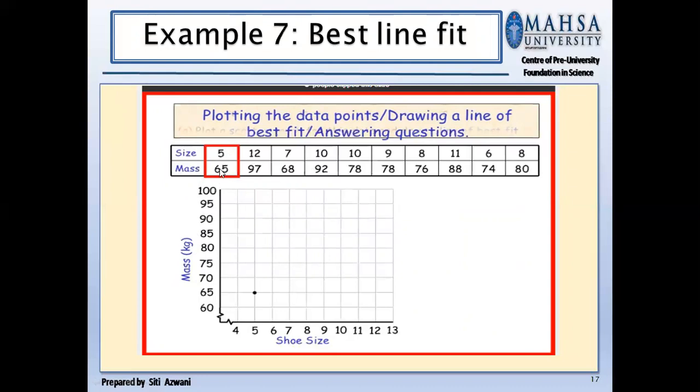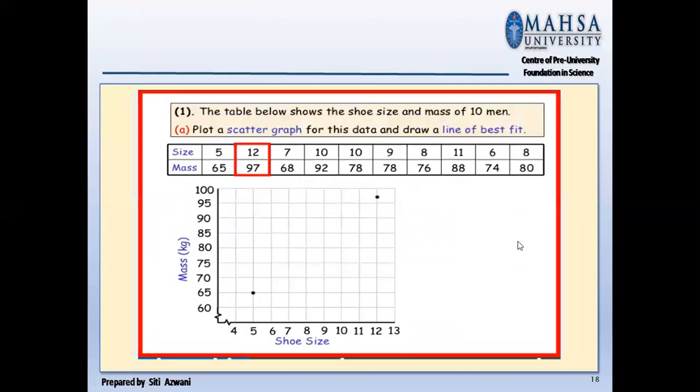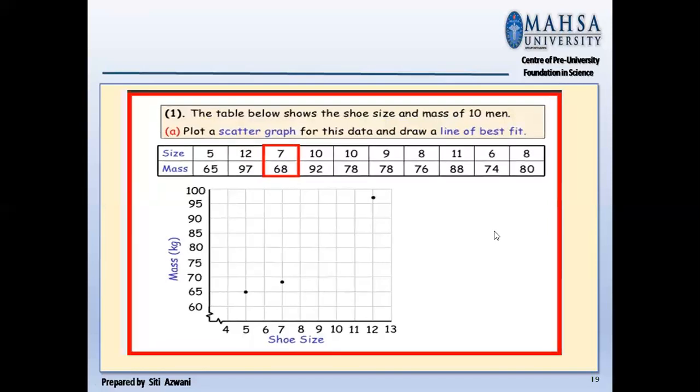So for 5, x is 5 and y is 65. Next, for 12, the x component is 12 and y is 97. Then continue to plot the graph: 7, 98. Here you can start from the nearest number. For the y and x axes, this is also acceptable.